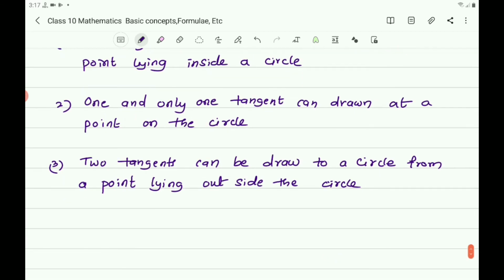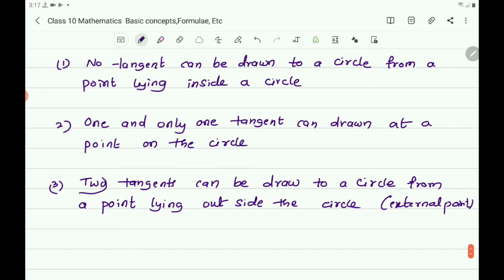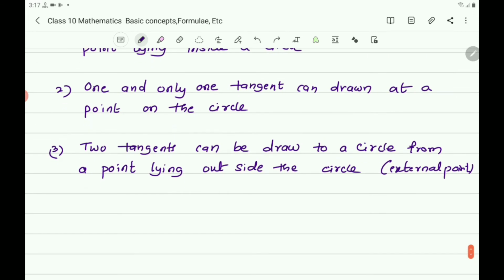Next, you also know the length of the tangents drawn from an external point. Here it is said that a point lying outside the circle is the external point. Now how many tangents can be drawn? Two tangents can be drawn from the external point. And one more thing you can observe, they are equal.